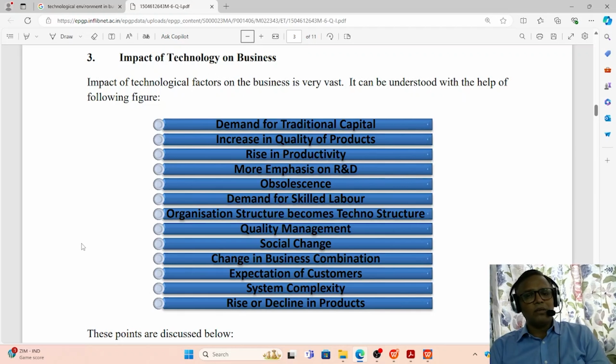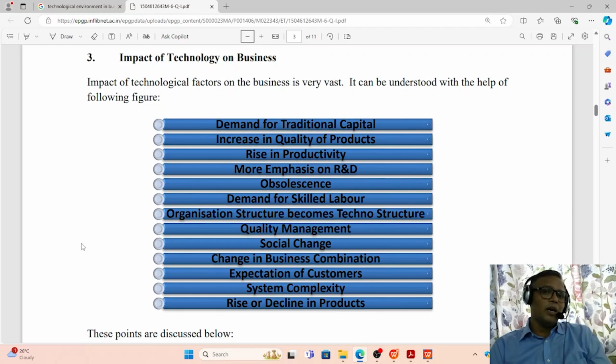Next is quality management. Further is social change. Then is the change in business combinations. Further is the expectation of customers. Next is the system and complexity, and the rise or decline in products. So again, I'm repeating, the impact of technology on business is very fast, and that impact can be measured through the following points.